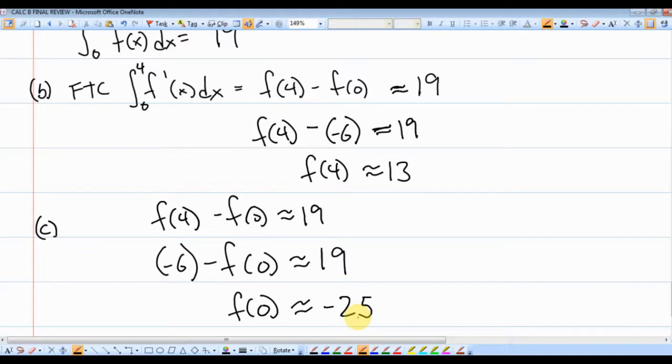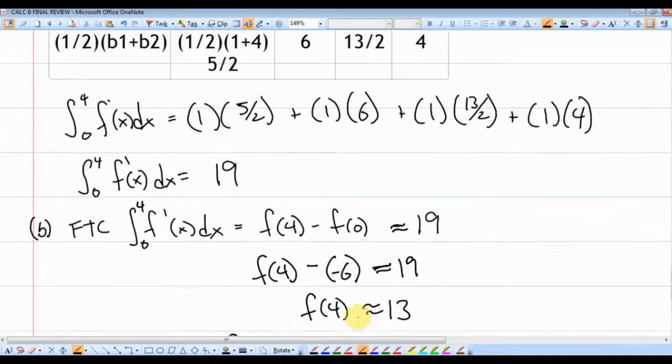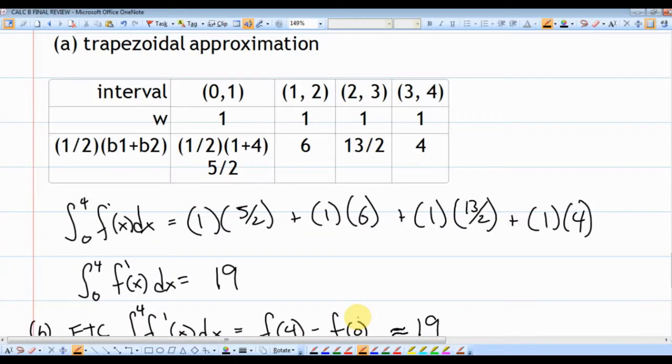I think this might be a good place to pause for a couple seconds and take questions if you have them. Back at the chart, when you have b1 plus b2, you said it represented f of 0 and f of 1. What exactly is that? Well, we're looking at a trapezoidal method. So this right here is specific to a trapezoidal approximation.